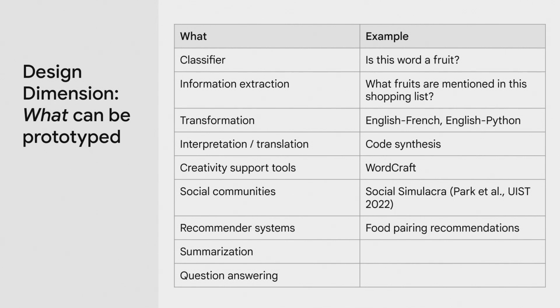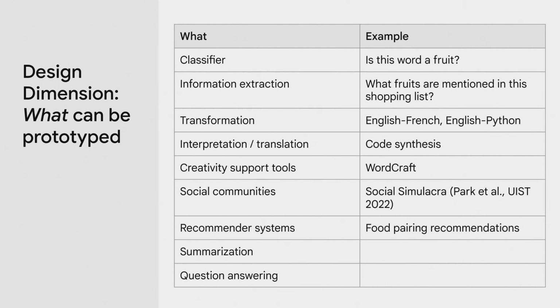You can do information extraction. So like I just mentioned, you can have it pull out information from a larger text. There's transformation. We saw this with the English to Python example. So you can do things like English to French, English to Python, so transformation or translation of content.